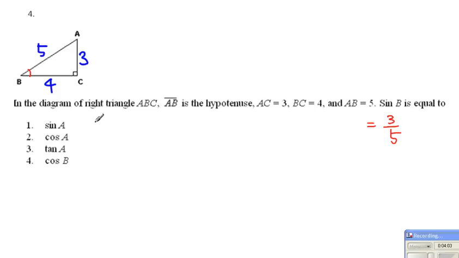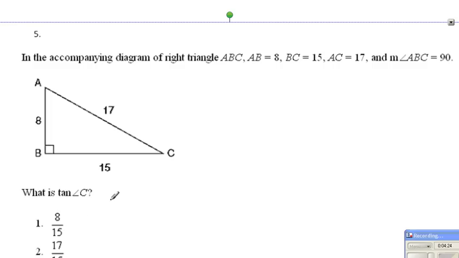Now, then we are looking for something else. When you look at it, notice that all these angles are A. Then from angle A, how can you have 3 over 5? 3 over 5 from angle A would have been cosine. So therefore, cosine of A would have been equal to sine of B. Notice they are complementary angles. All right, let us move on.